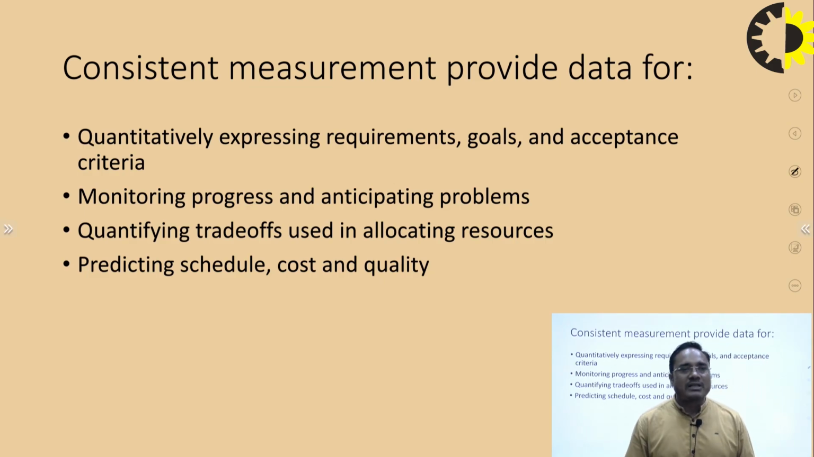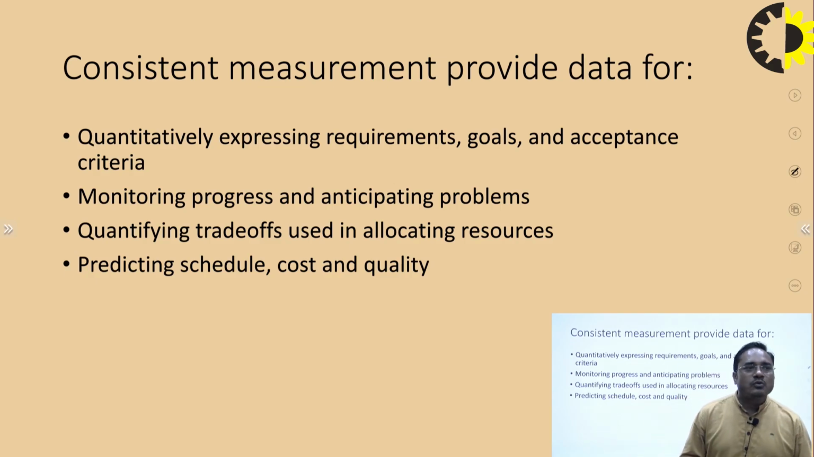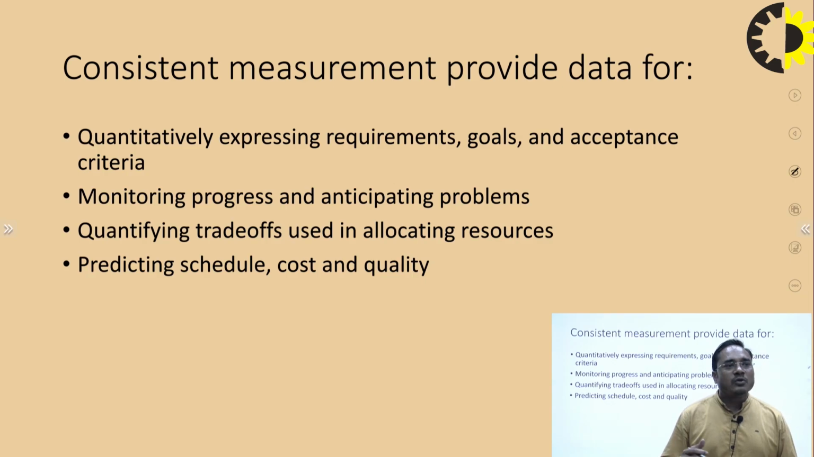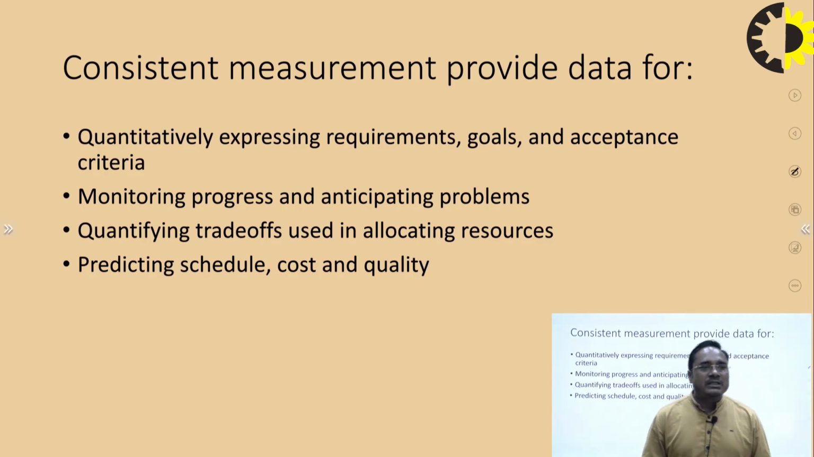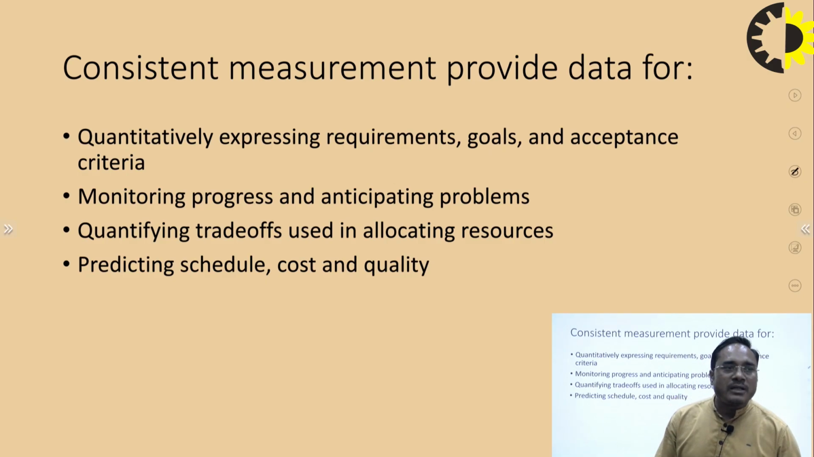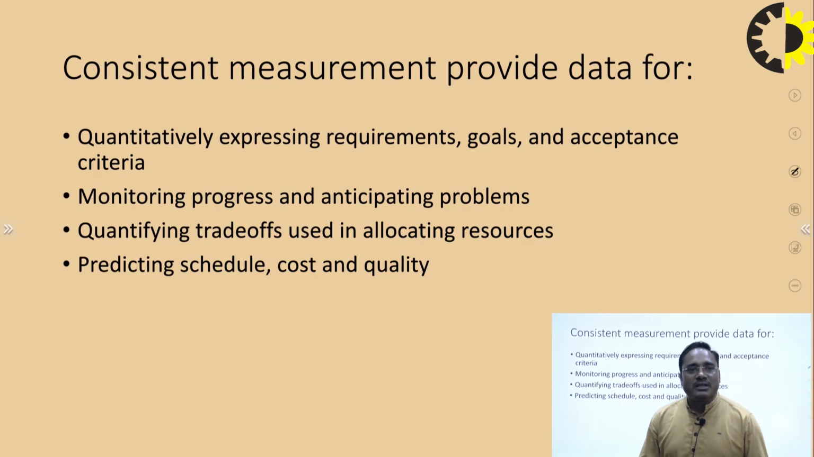What is the progress and what type of problems are we facing? Third, quantifying trade-offs used in allocating resources. So whatever resources we are allocating and using must be quantified. Fourth is predicting schedule, cost and quality. If you are going to schedule the software, we are going to measure the cost of the software, calculate the cost of the software, and the last one is the quality of the software. So quality, cost and schedule, these are the three key important points when we are going to develop software.